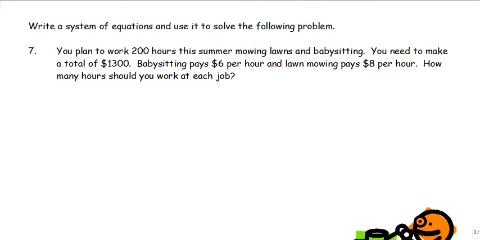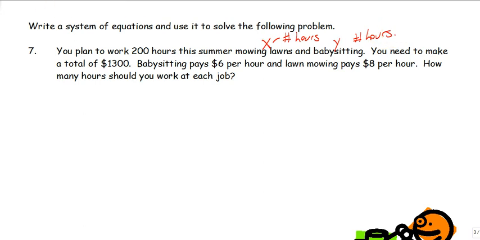Alright, now, last thing, word problem. Write a system of equations and use it to solve the following problem. You plan to work 200 hours total babysitting and mowing lawns. You need to make a total of $1,300. Whenever you write a system of equations, you have two equations when you're dealing with this. You have the number of hours you're working and the cost for the problem. So I'm going to say that mowing lawns is x and babysitting is y.